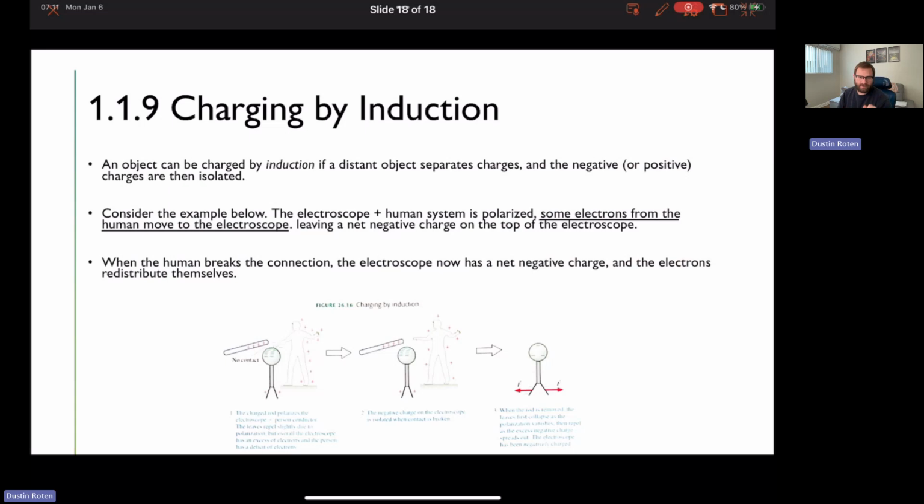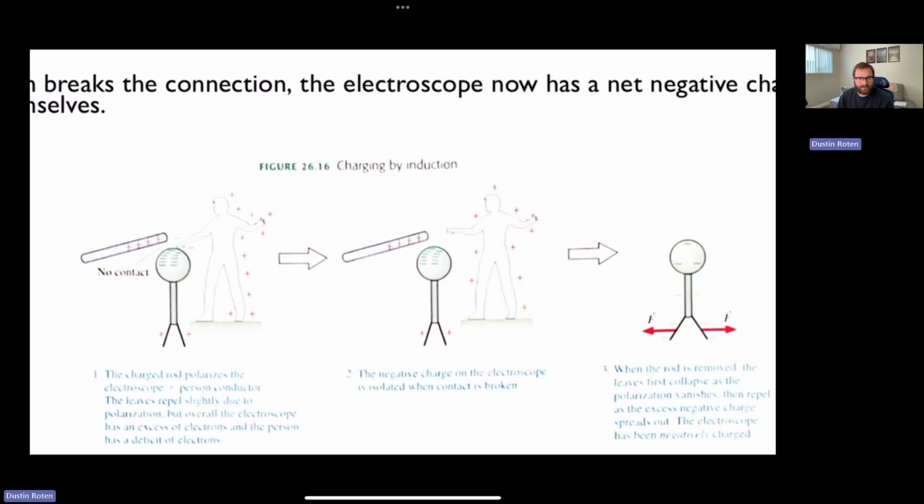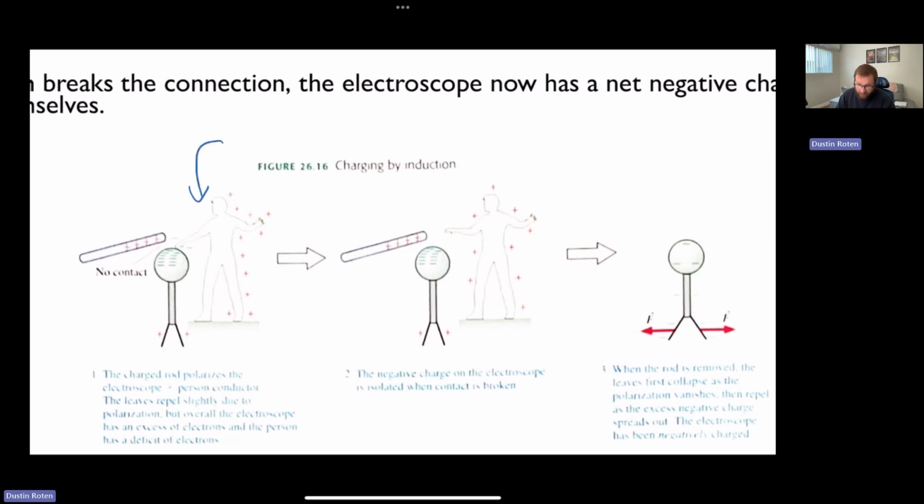Now let's think about this example. So first we have this electroscope plus human system. It might be hard to see, but we have this electroscope, human system. They are touching each other. So this is all one big thing. Now, if we bring this charged rod, notice that it is positive, we're going to move electrons through this conductor. They want to go up to meet this charged rod. The electrons in the person, they want to go over and meet this charged rod.